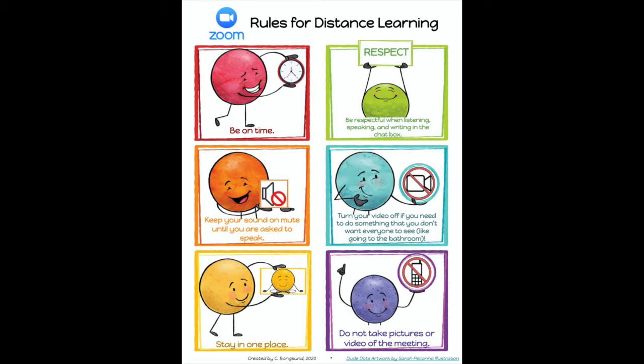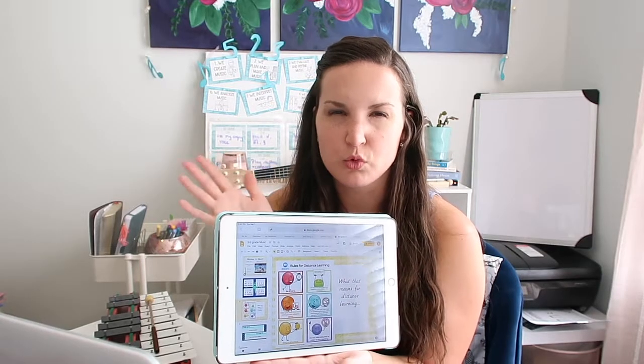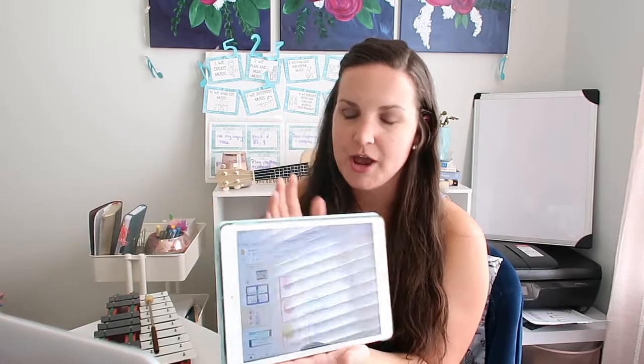So I got this poster for free on TPT. You can just search like Zoom rules or virtual learning rules or whatever, and it was very helpful. It just says like, be on time, be respectful, sound on mute, turn your video off if you need to get up, because if you have been online and you see the kids get up to move to a different spot and they're holding their cameras, it makes you sick. Yeah, that's not fun. Stay in one place, and then don't take pictures of the meeting, which I haven't really had any issues with that, but there we are.